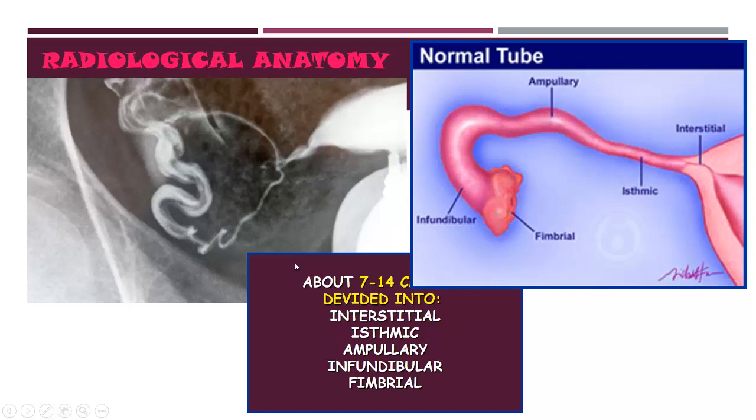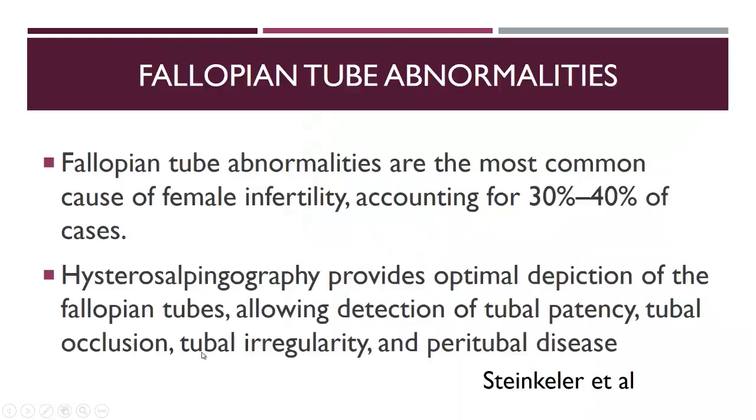The fallopian tube length is from 7 to 14 centimeters, divided into interstitial, isthmic, ampullary, and infundibular parts. Fallopian tube abnormalities are the most common cause of female infertility, accounting for 30 to 40% of cases. Hysterosalpingography provides optimal depiction of the fallopian tubes, allowing detection of tubal patency, tubal occlusion, tubal irregularity, and peritubal disease.